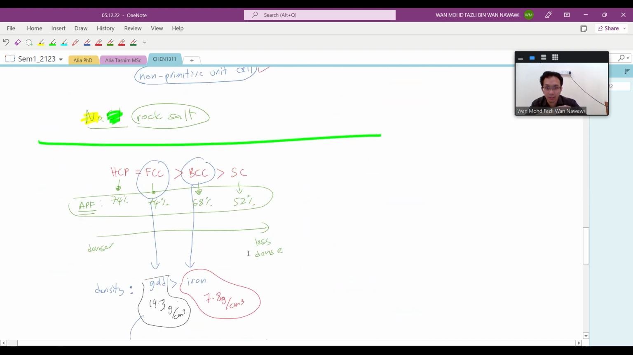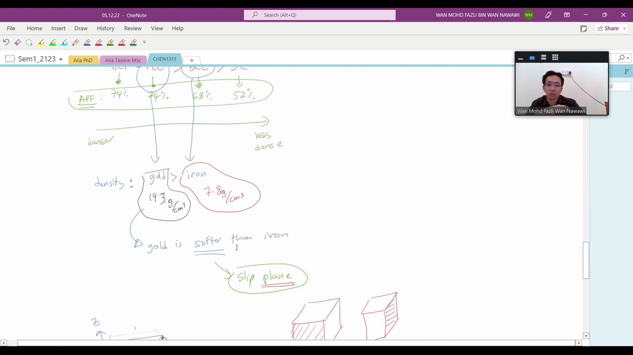The reason why gold is softer than iron is because of the slip plane. And this slip plane is basically the plane that has the highest density. So even though gold is denser than iron, gold is softer due to the existence of the slip plane. It's much easier for this plane in gold to slip than in iron. So I think that's it for today.